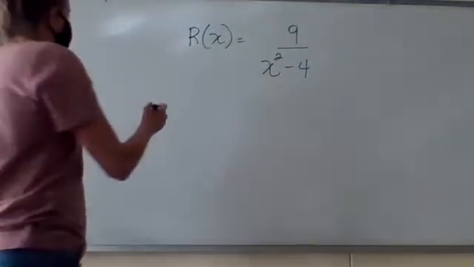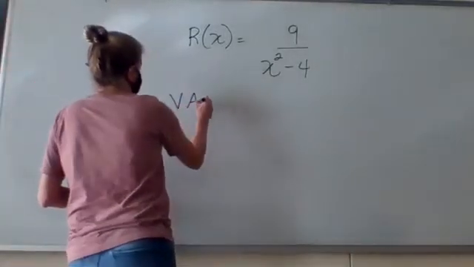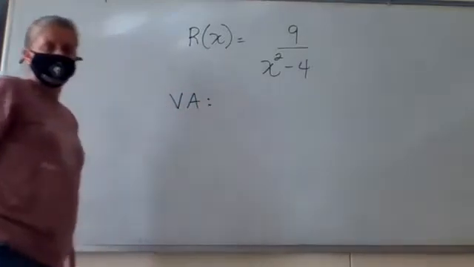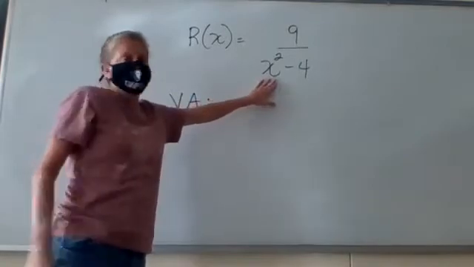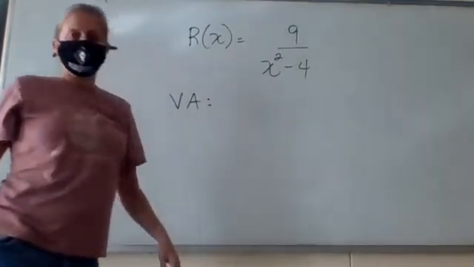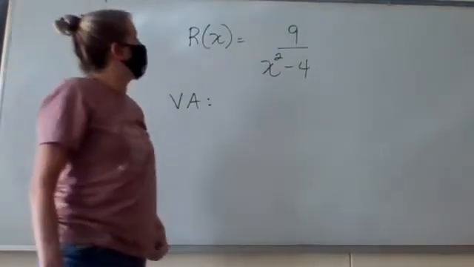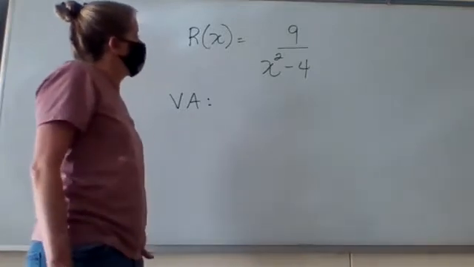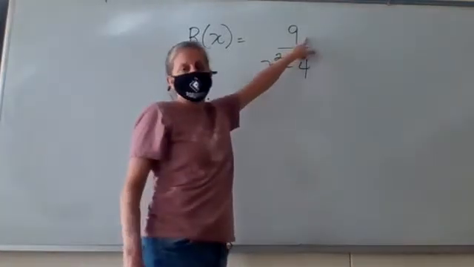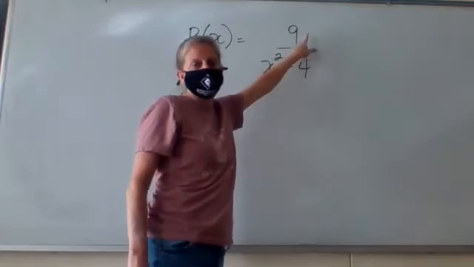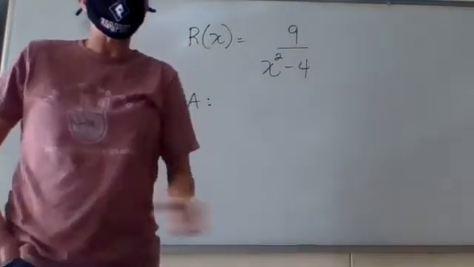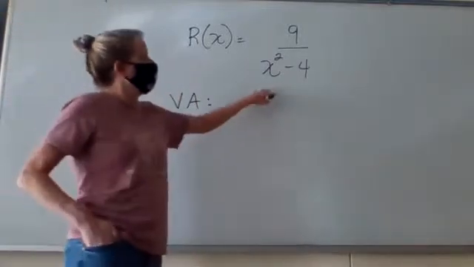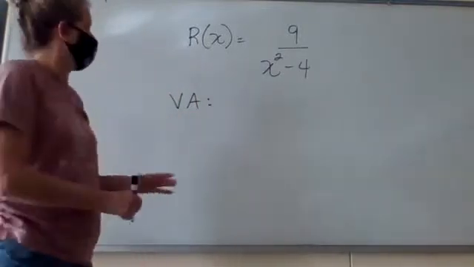Okay, so let's find the vertical asymptotes. Remember, they have to do with the zeros of the denominator that are not also zeros of the numerator. And on this one I don't have to worry about zeros in the numerator, because the numerator doesn't have an x in it. So the zeros of the denominator will be where your vertical asymptotes are.